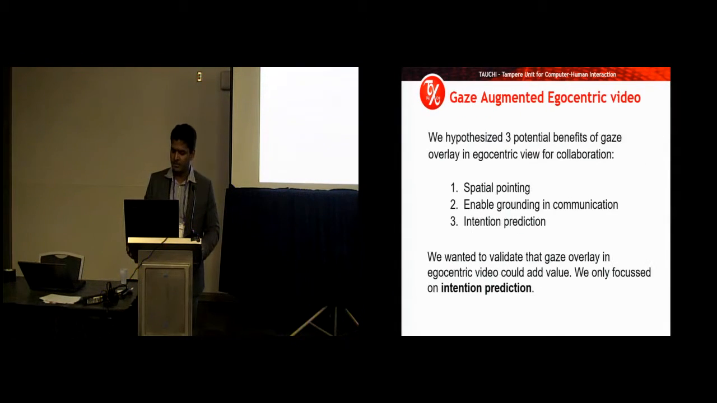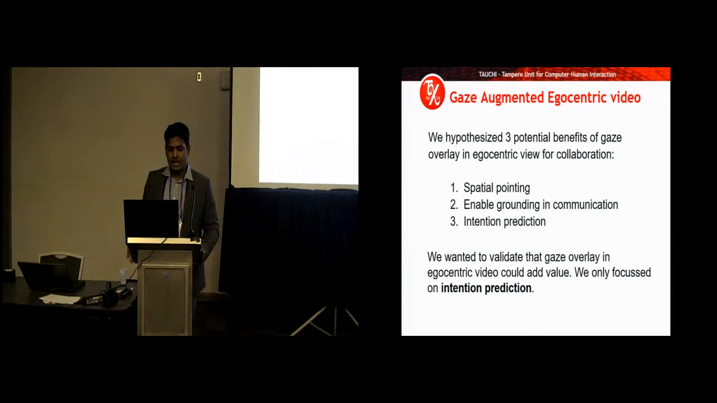So we did an early pilot study to understand where having this additional gaze overlay could be useful. And based on the early pilot study, we hypothesized three potential benefits of having this additional gaze overlay. For example, for spatial pointing, when your hands are occupied, you could simply look at something to point at that object to the remote partner. It could also be used to enable grounding in communication. For example, your remote collaborator could know that, okay, your partner understood what you said because he's now looking at it.